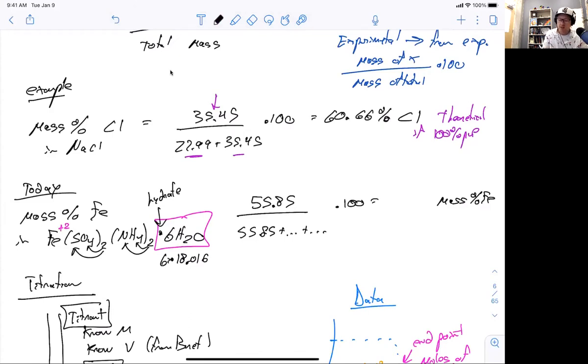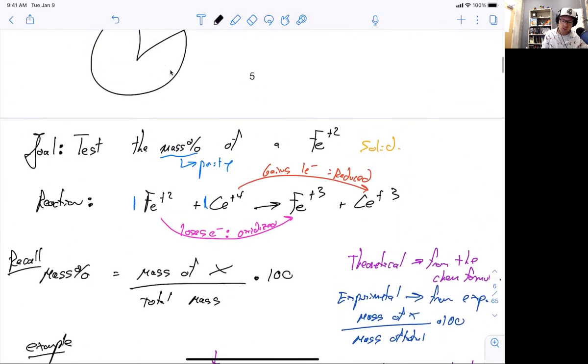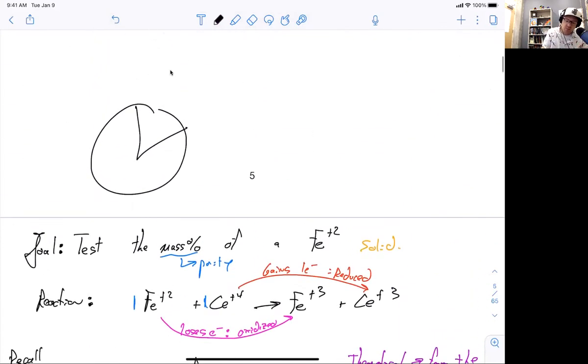So it's got a really big molecular weight. So let me just say that it's supposed to be 20% iron. This isn't right. It's going to be less than that. Iron 2. So this is what we expect. This is the theoretical. This is from the chemical formula.